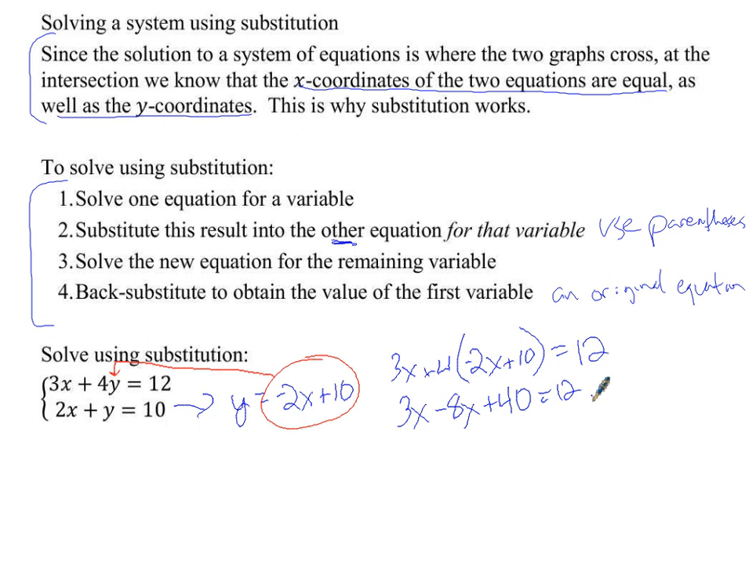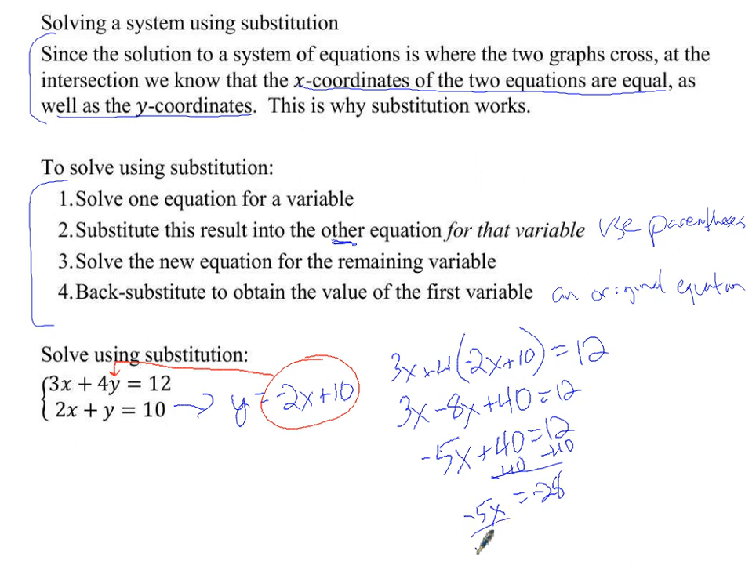After we distribute, we have to combine like terms. I have a 3x and a negative 8x, which gives me what? Negative 5x. Then I have the plus 40 equals 12. Now what? Okay, subtract 40 from both sides, and we get negative 5x equals negative 28.